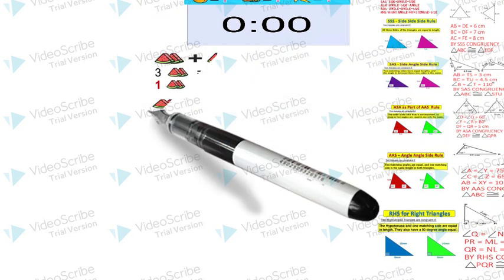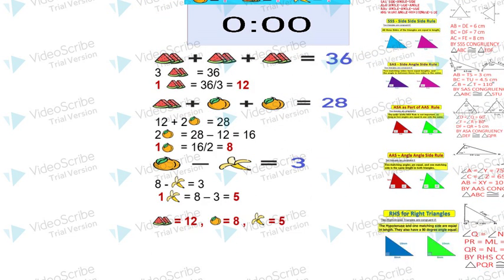So in the first equation, we will observe that 3 times a pair of watermelon is equal to 36. That means one pair of watermelon will be 36 divided by 3, that is 12. Now we will put this value in the second equation, and we will get 12 plus 2 apricots is equal to 28. Now 2 apricots will be 16, and if I shift the 2 to the right side, we will get 1 apricot value as 8 by dividing. Now I'll put this value into the third equation, and after solving that we will get the value of 1 banana as 5. That means one pair of watermelon is 12, 1 apricot is 8, and 1 banana is 5.